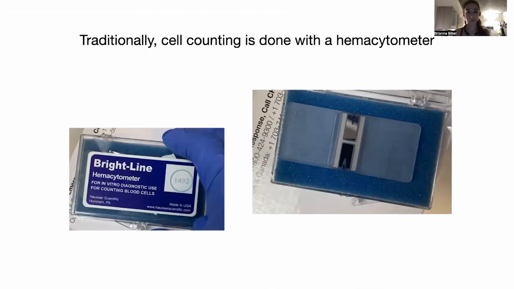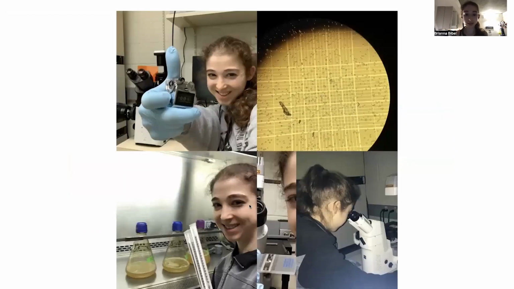Traditionally, cell counting is done with a hemocytometer. It's basically a glass plate with typically two little chambers. You see there's a little wedge here, and then there's a glass plate that you put a cover slip over, and now you have this little channel where you can stick cells in, and when you do, it kind of gets sucked up.